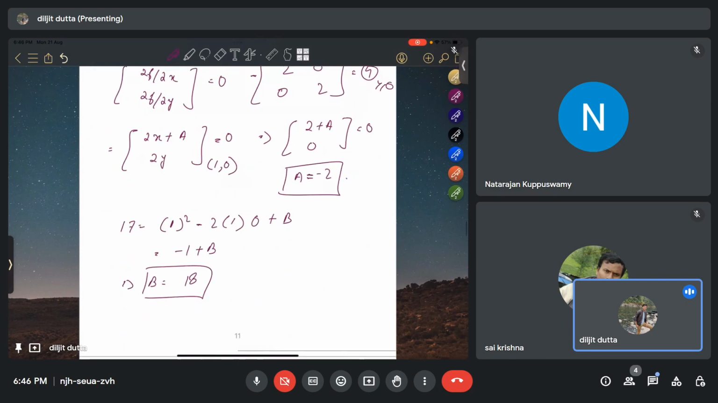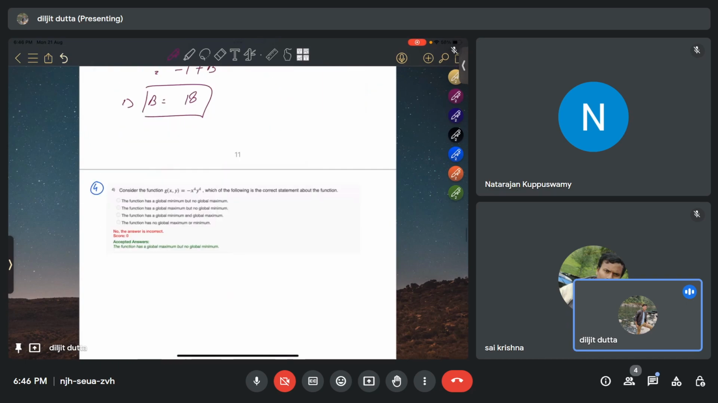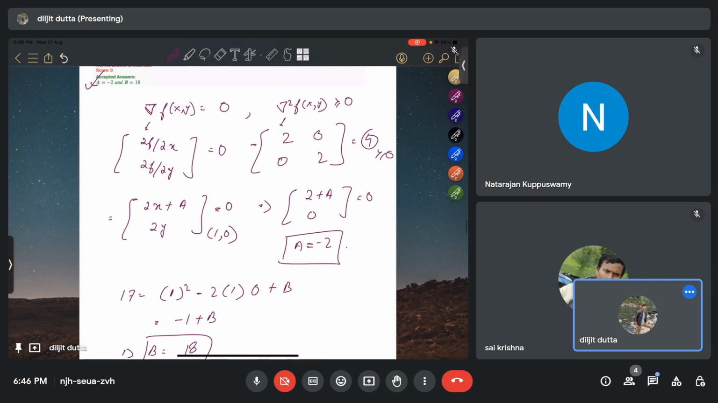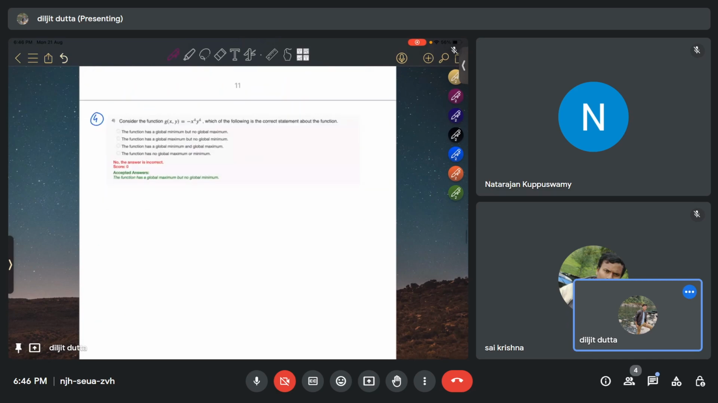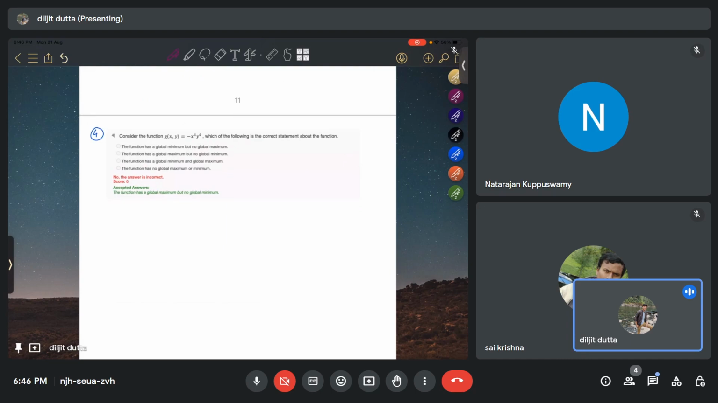Yeah, this was pretty easy. You just check the first derivative condition, and based on that only you have to get the solution. Okay, we'll see the next question.